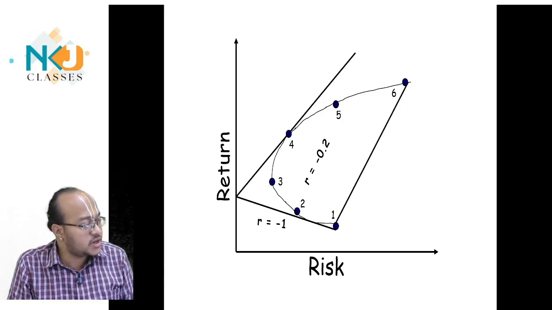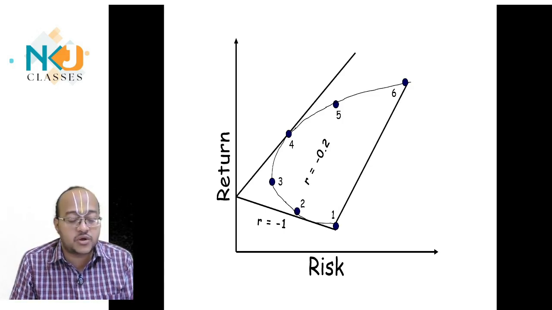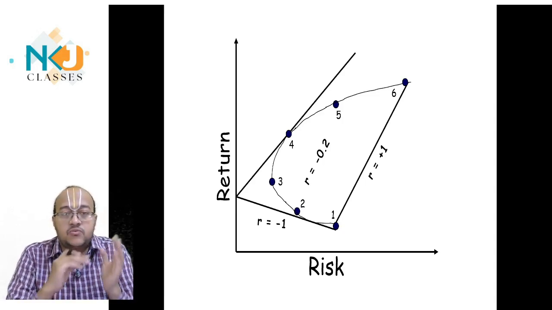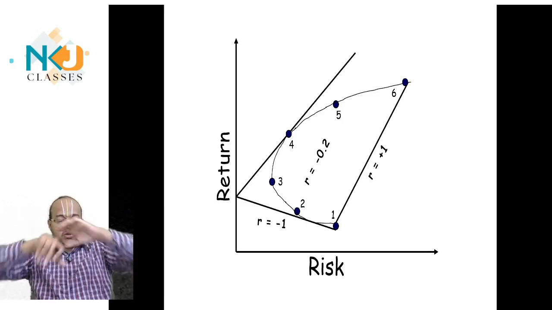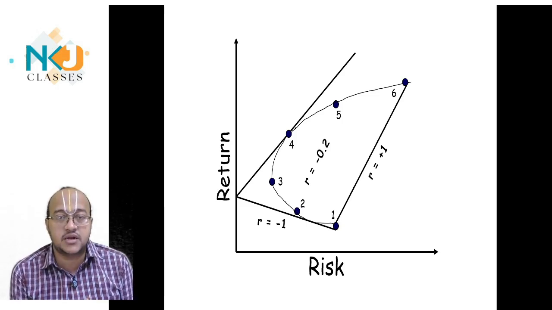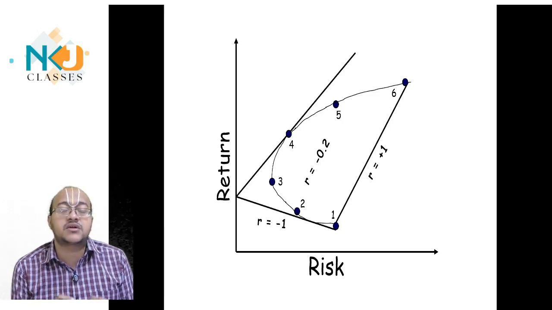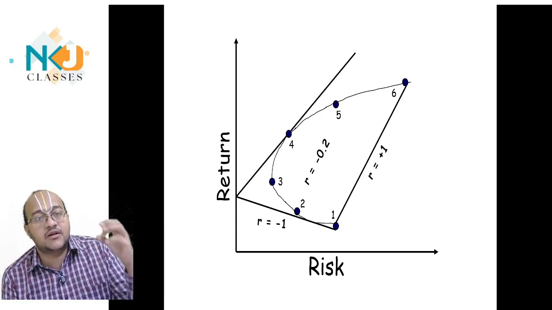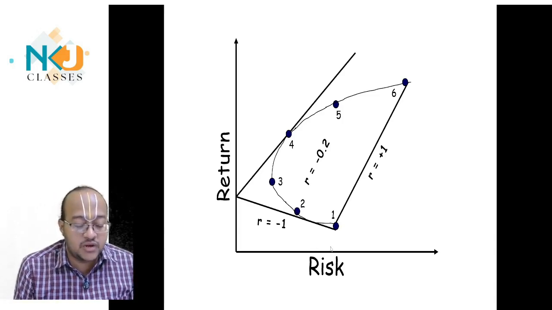Similarly, what is happening? The risk will also increase if R is positive 1. See, when R is positive 1, what will happen? I told you what will happen if R is exactly minus 1. What will happen if R is plus 1? If R is plus 1, there is no diversification, no impact of diversification. There is no risk reduction due to diversification. I told you when R is plus 1, you can never reduce the risk. Understood? In that case, the line will never move leftwards.